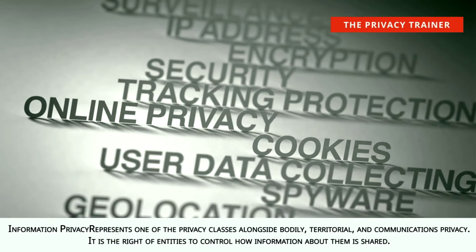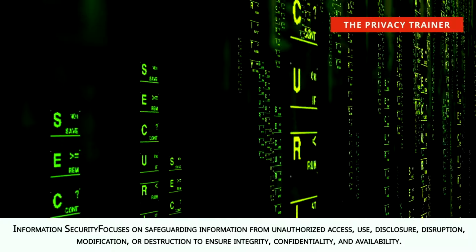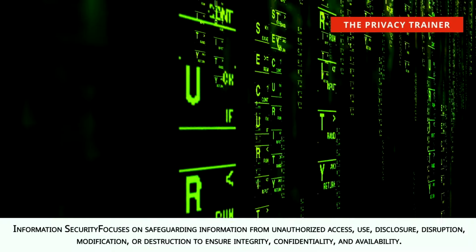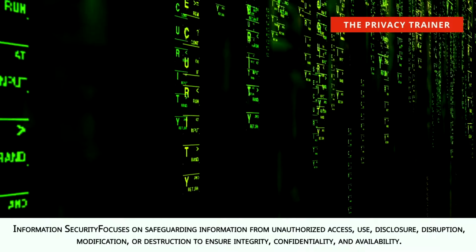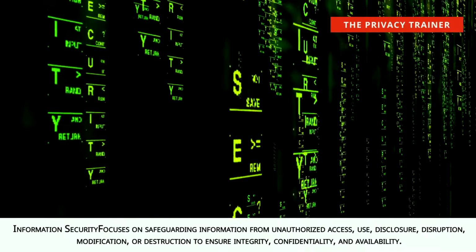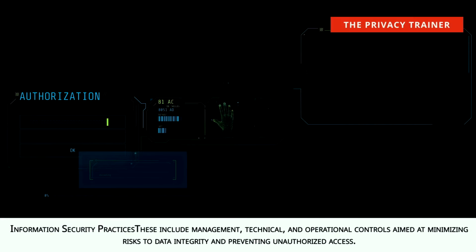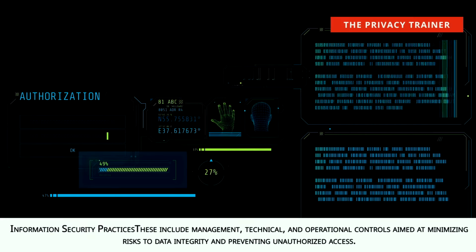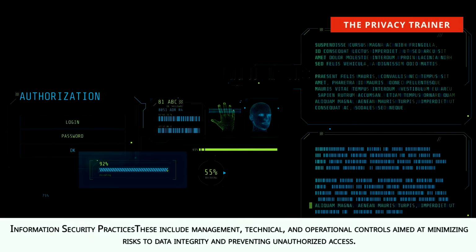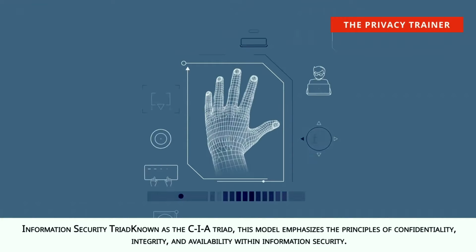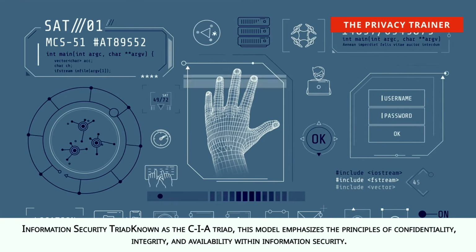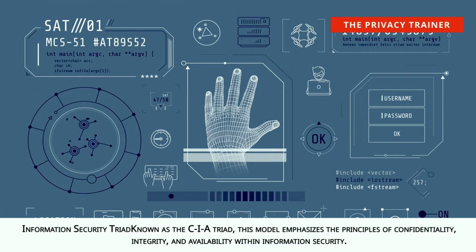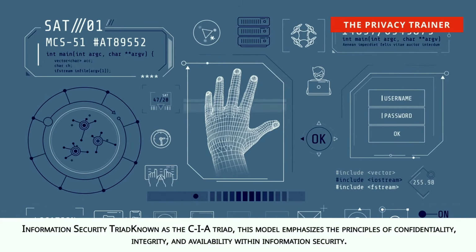Information security focuses on safeguarding information from unauthorized access, use, disclosure, disruption, modification, or destruction to ensure integrity, confidentiality, and availability. Information security practices, these include management, technical, and operational controls aimed at minimizing risks to data integrity and preventing unauthorized access. Information security triad, known as the CIA triad. This model emphasizes the principles of confidentiality, integrity, and availability within information security.